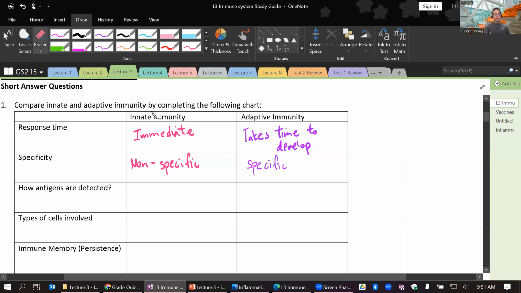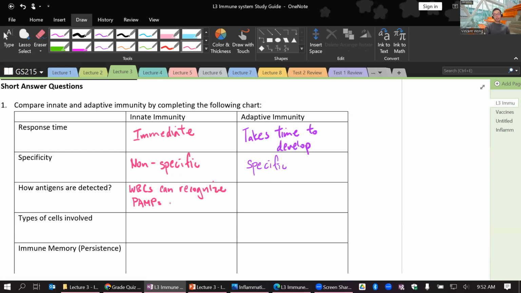How are antigens detected in innate immunity, right? WBCs can recognize PAMPs, right? There are about 100 PAMPs that your body is hardwired to remember and recognize. And as soon as they see anything that has PAMPs on it, they're going to attack it.